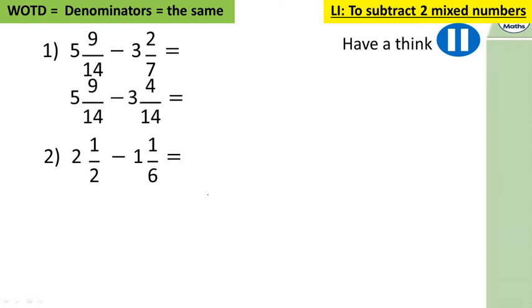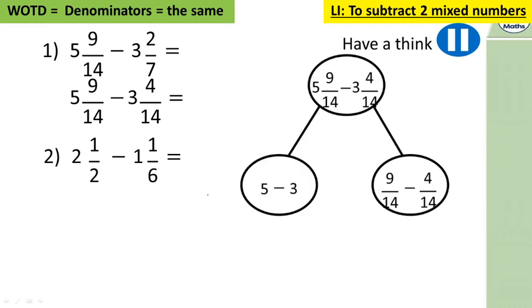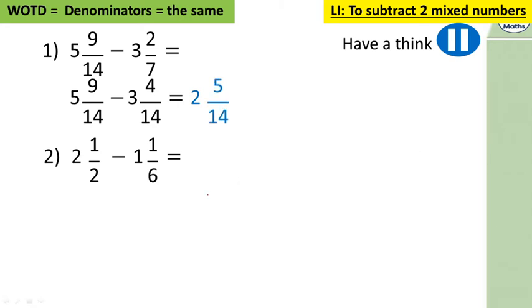Okay, so look at the first one, 5 and 9/14 minus 3 and 2/7. Let's make those denominators the same. 2/7 is the same as 4/14 because you times the top and the bottom by 2 to get the same denominator. So then we've got 5 and 9/14 minus 3 and 4/14. So I've split those out into the wholes and the fractions. So we have 5 minus 3, which is 2, and 9/14 take away 4/14, which is 5/14. Okay, let's look at the next one.